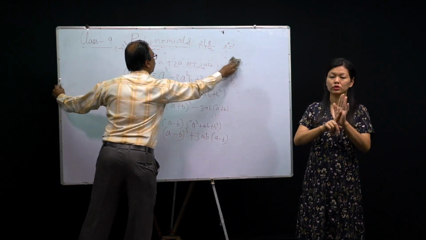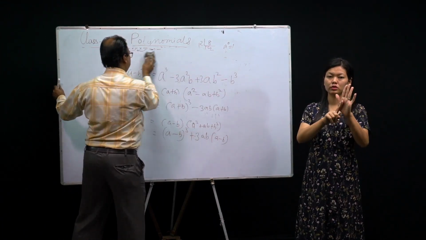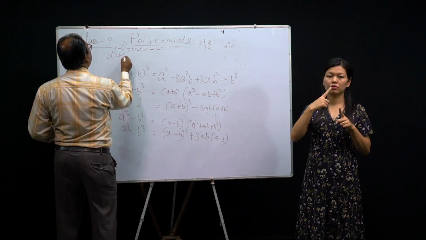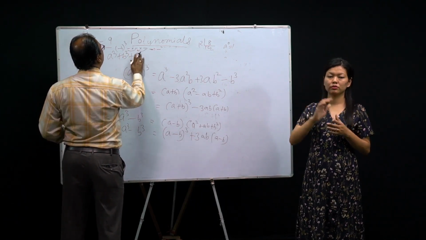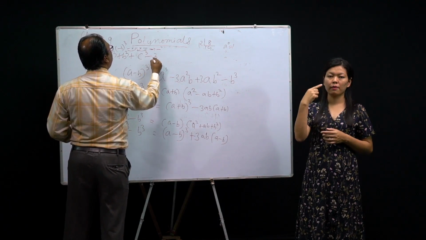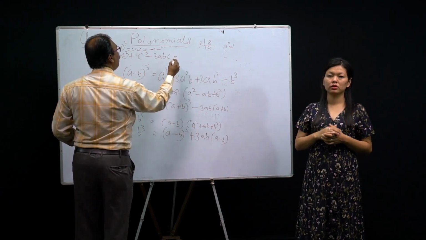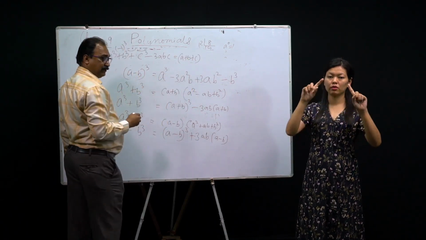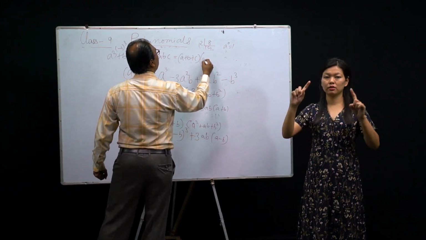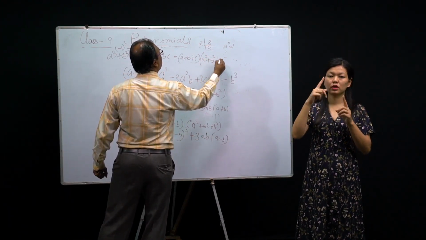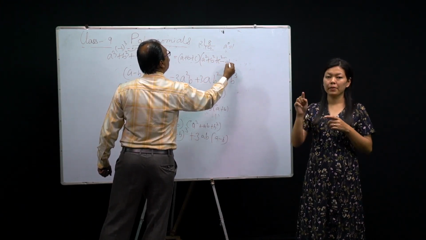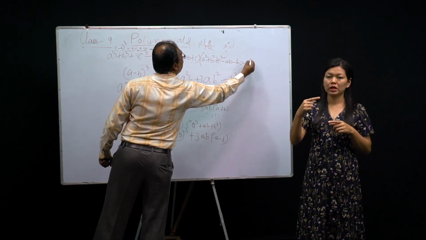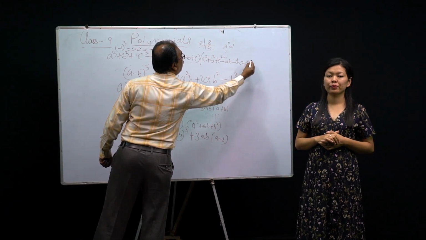Look at this, I'll show you. This formula is a cube plus b cube plus c cube minus 3abc is equal to (a plus b plus c), one bracket. In another bracket you have to write a square plus b square plus c square minus a into b, minus b into c, and minus c into a. This is the formula.